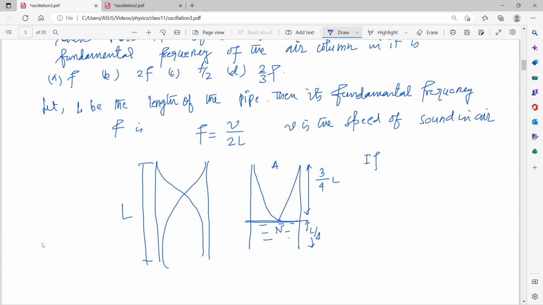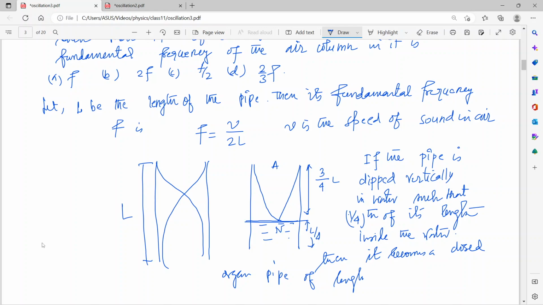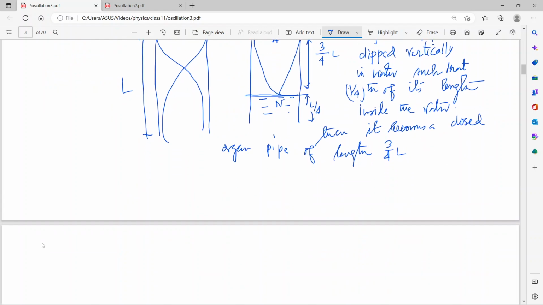So what I am saying is, if the pipe is dipped vertically in water such that 1/4 of its length is inside the water, then it becomes a closed organ pipe of length 3/4 L, right? Because it has already been reduced to 3/4. So what should be the fundamental frequency?